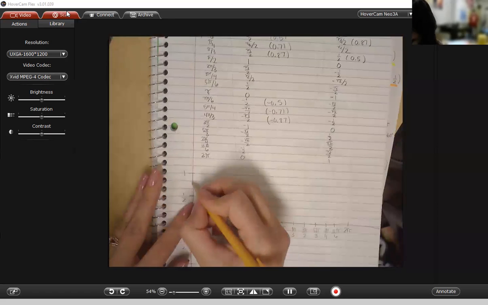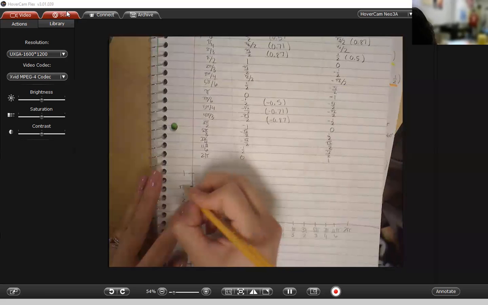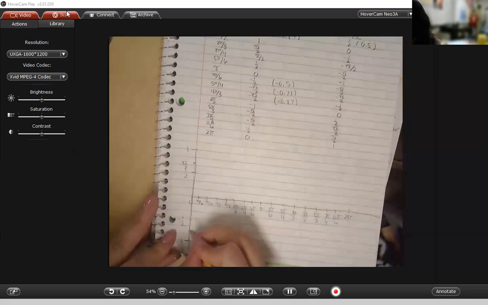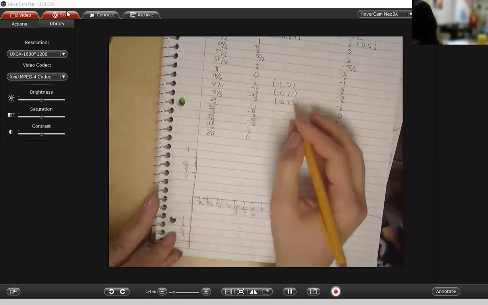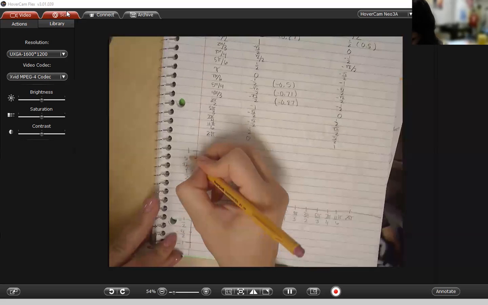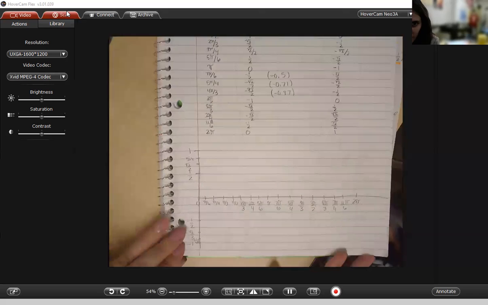So let's see. 0.71 would be almost halfway between here and here, not quite. We'll call that rad 2 over 2. And then again, not quite halfway, about here. We'll call it negative rad 2 over 2. And then a little bit farther along, we'll call that rad 3 over 2, or down here, negative rad 3 over 2. All right, now let's graph.